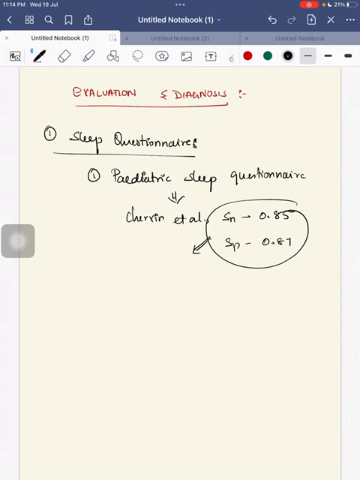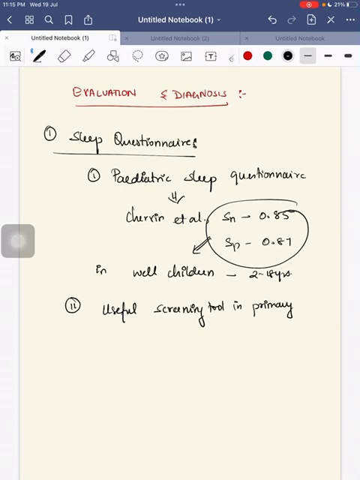This sensitivity and specificity is mainly based on questioning in well children from the age group of 2 to 18 years. So this is a useful screening tool in primary care.